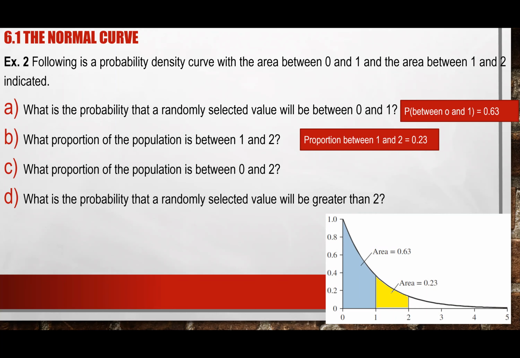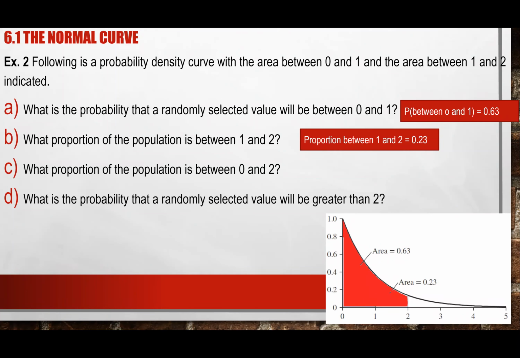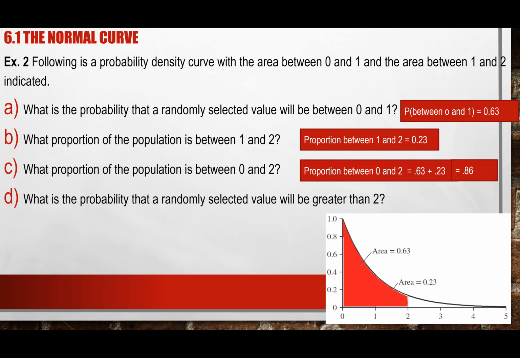And lastly, well, not lastly, number C, they ask you, what is the proportion of a population between 0 and 2? So where is my area between 0 and 2? Do you agree that this is the shaded area? Those are the area between 0 and 2. And given that, all I need to do is take the 0.63 plus the 0.23, and that will give me the proportion of the population between 0 and 2, okay?